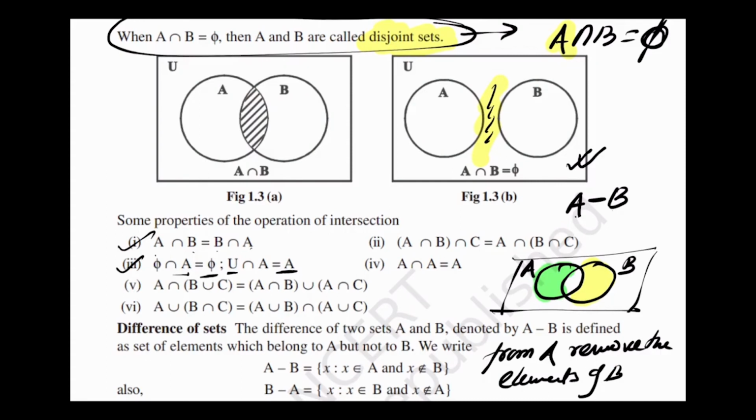Correct. So difference of sets means what, student? When we say A minus B, what does it mean? From A, remove the part of B. Okay.